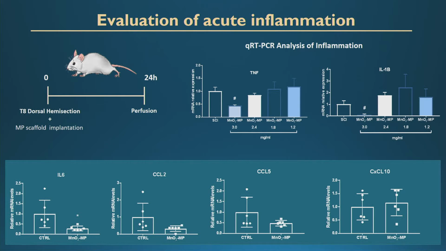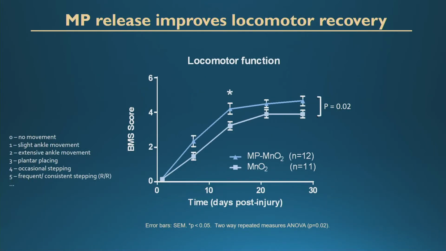So for IL-6, CCL2, and other pro-inflammatory cytokines, we also saw a reduction, not a global reduction. Some cytokines we actually didn't have an effect, but we saw that there was an anti-inflammatory effect acutely after implantation in these injuries. So this was exciting data, and we decided to do a more extended study. So we did the same injury paradigm.